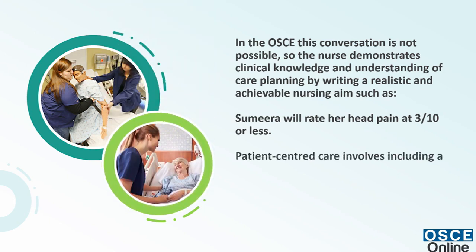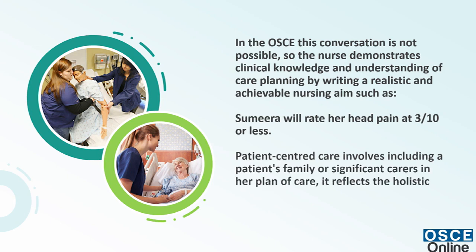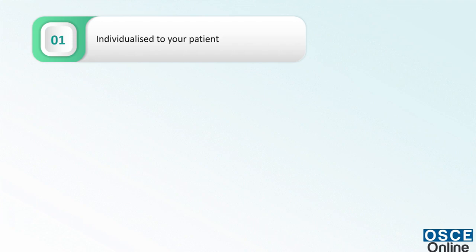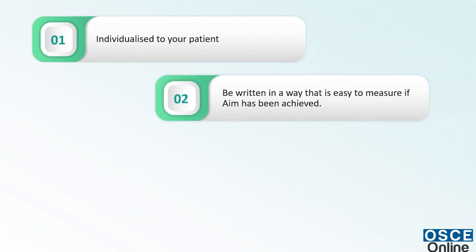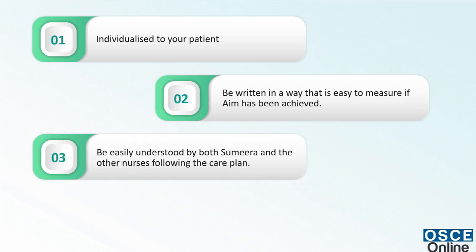Patient-centered care involves including a patient's family or significant carers in her plan of care. It reflects the holistic approach we strive to achieve in nursing. The aim should be individualized to your patient, be written in a way that is easy to measure if the aim has been achieved, and be easily understood by both Sumira and the other nurses following the care plan.